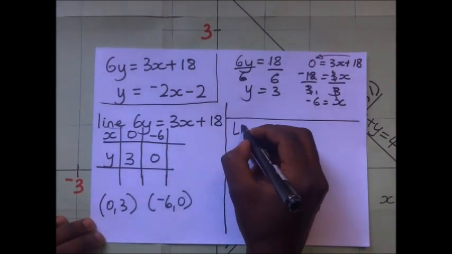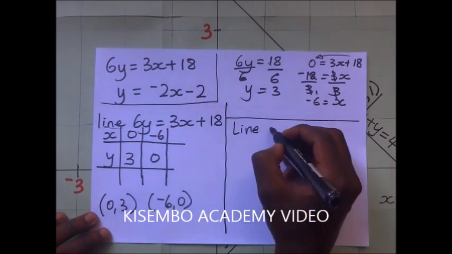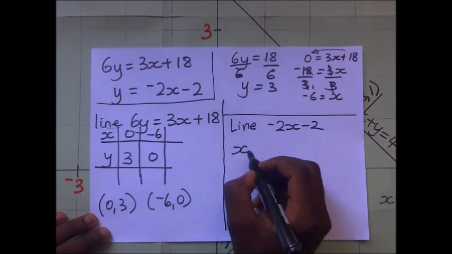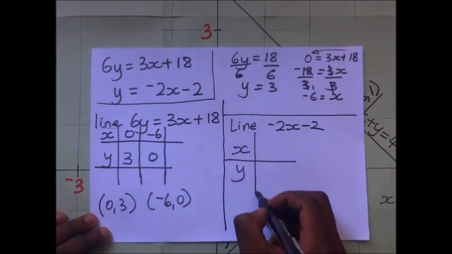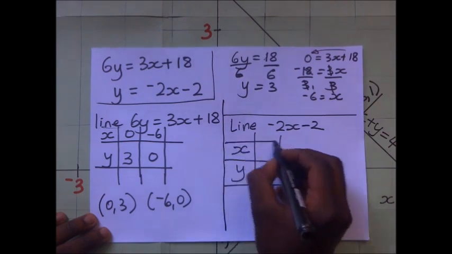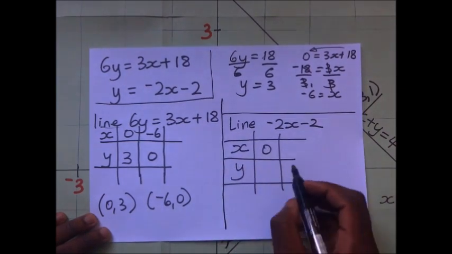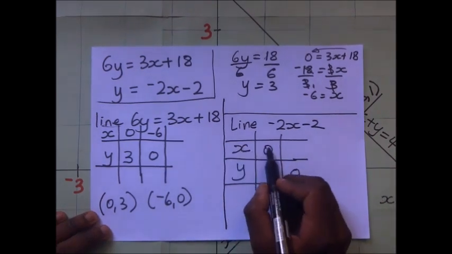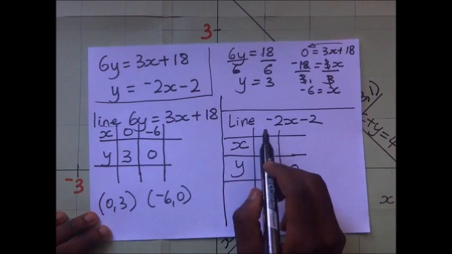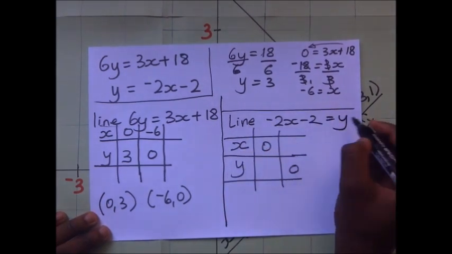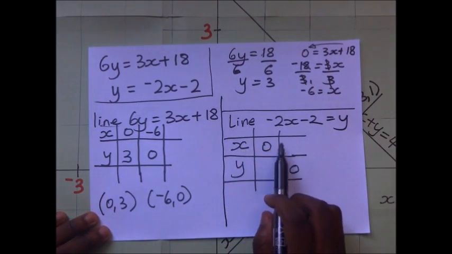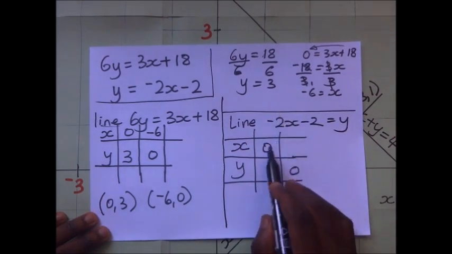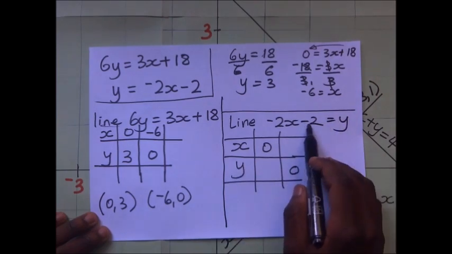So let's look at the next line. Line y is equal to negative 2x minus 2. Still we shall draw our table, x, y. When x is 0, what is y? When y is 0, what is x? So let's start. When our value of x is 0, what is y? When we put a 0 there, this is 0 times negative 2, this term dies. So it means our value of y is going to be negative 2.